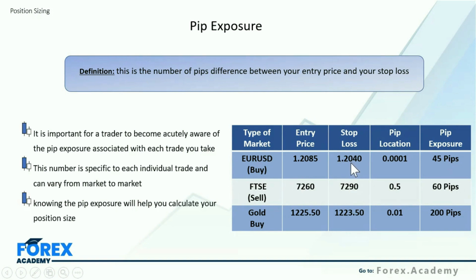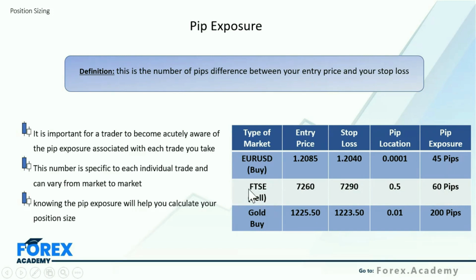1.2085, and we can literally minus our stop loss. And what that means is it will give us a pip exposure. So there's 45 units difference between our entry price and our stop loss. And that is what we mean about the pip exposure. That is something that obviously a lot of traders really don't pay that much attention to. They don't really know exactly what the pip exposure is in each individual trade. And we certainly would advocate that just as a point of knowledge and understanding, if nothing else.